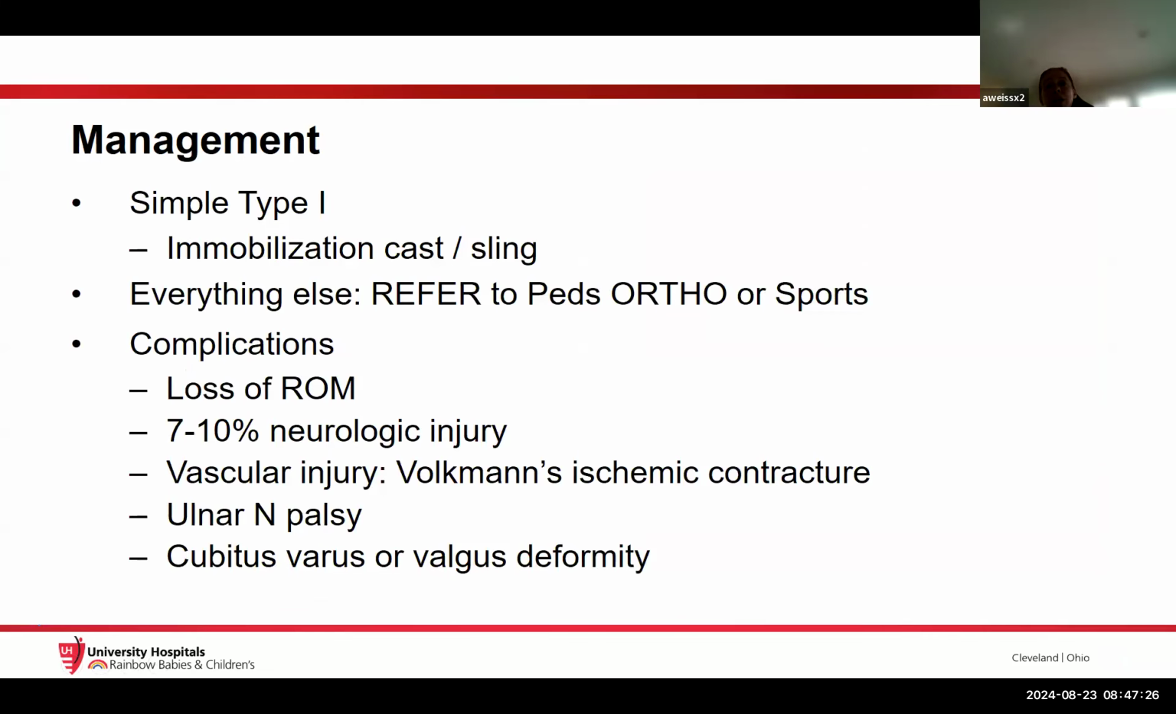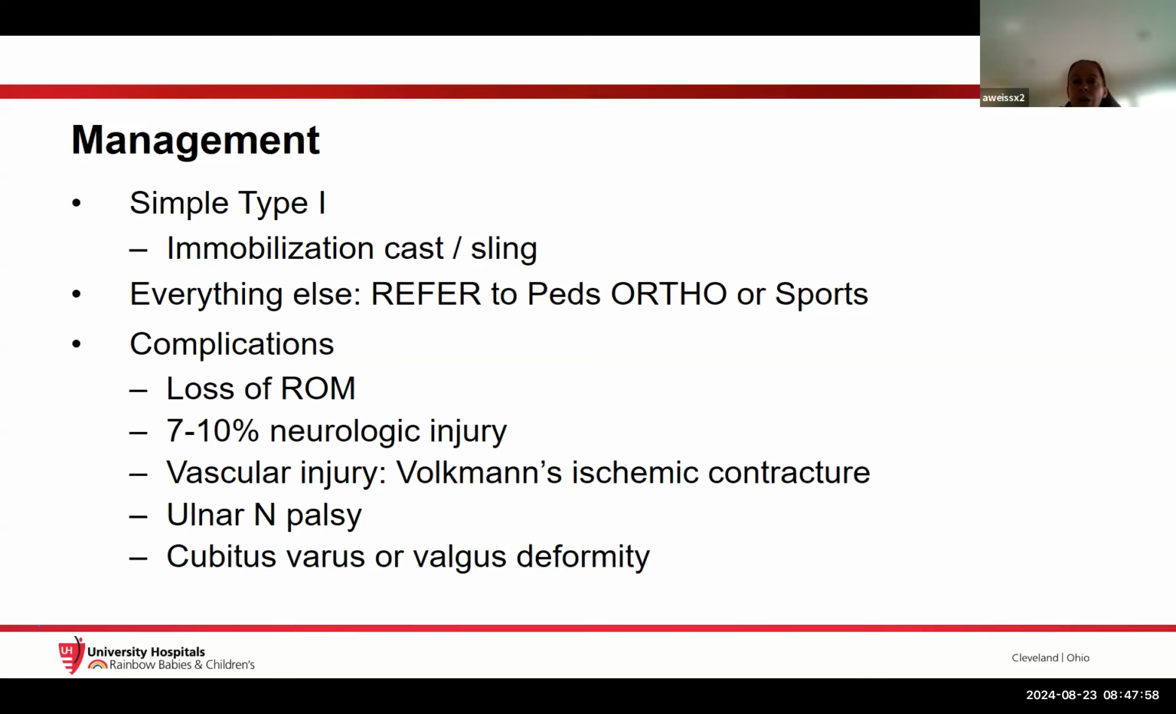So the simple type 1s, which are either you can see the fracture line and there's no distraction or displacement, or you just have a fat pad, is a cast or a sling. Again, the vast majority of the time, it's going to be a cast because we're seeing kids who are really active. If it's a 2 or 3-year-old, I will cast for 2 weeks and bring them back. If it's a 4 or 5-year-old, sometimes they'll be in the cast for 3 or 4 weeks before we bring them back. It kind of depends on the age, because the 2-year-olds are almost completely healed at 2 weeks.